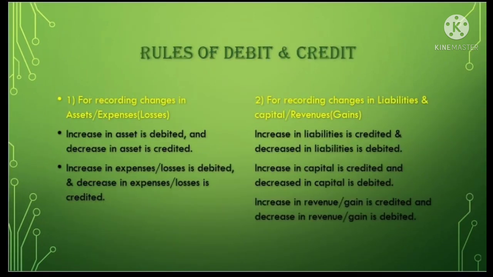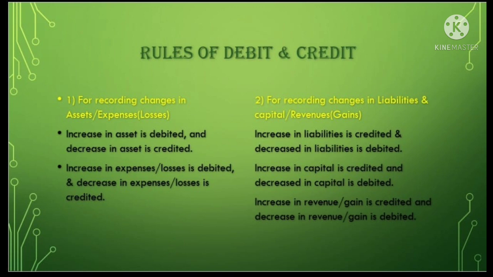The next one is the rules of debit and credit. Here, the first is for recording changes in assets, expenses, or losses. And the second one is for recording changes in liabilities, capital, and revenue or gains. For example, an increase in assets is debited, and a decrease in assets is credited. An increase in expenses or losses is debited, and a decrease in expenses or losses is credited.